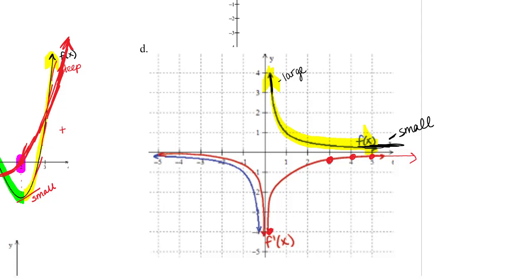Sometimes you need to hear these comments twice as well, so there's nothing wrong with pausing this video and rewinding it just to hear a piece of it again.